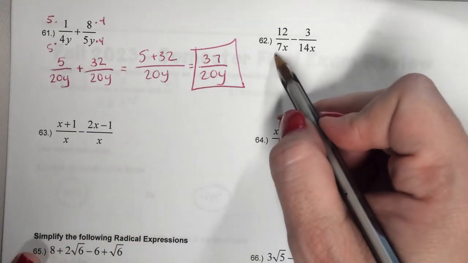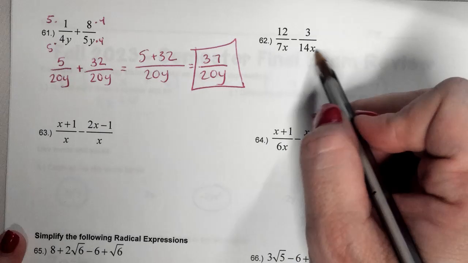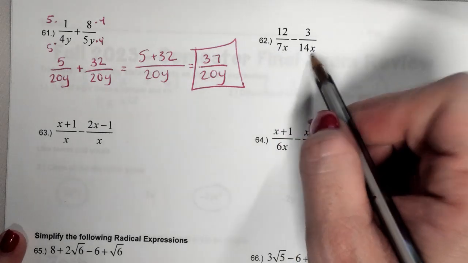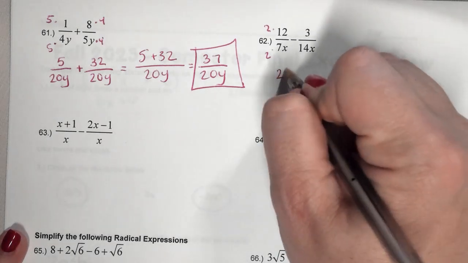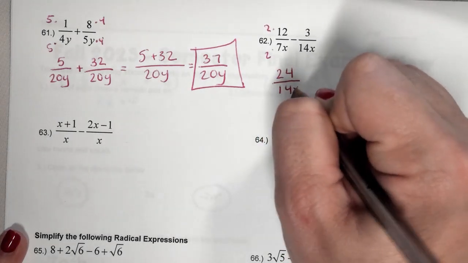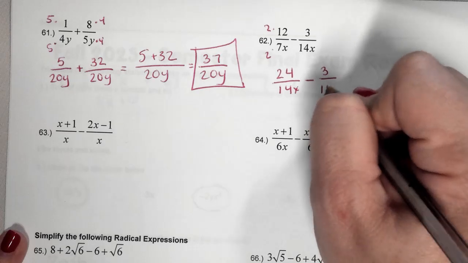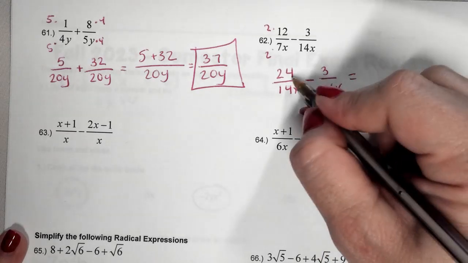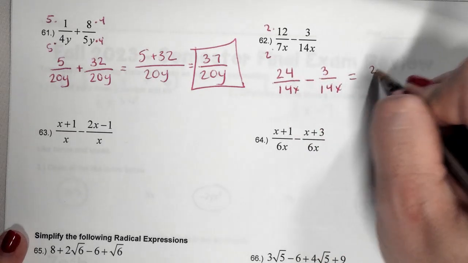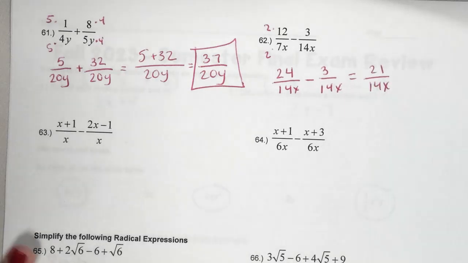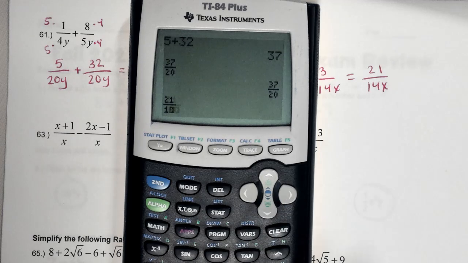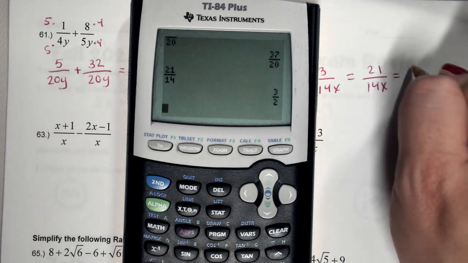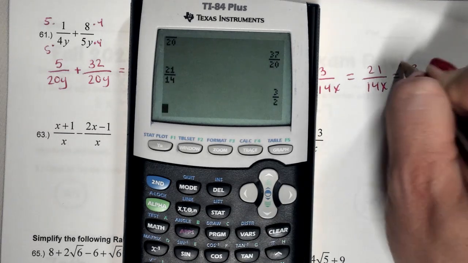Here, I have 7x and 14x. They both have an x. 7 can turn into 14 by multiplying by 2, so I don't need to multiply both. That gives me 24 over 14x minus 3 over 14x. Well, 24 minus 3 is 21 over 14x, which does simplify. Don't type the x. And I get 3 over 2x.